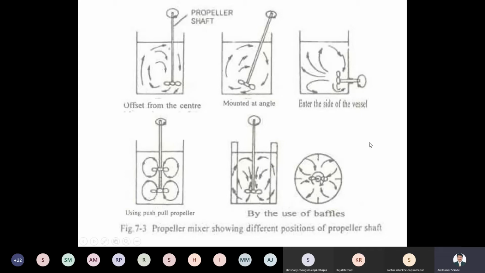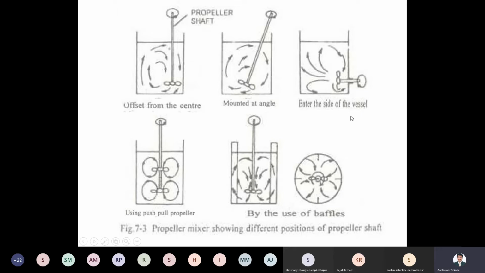Then if you have it mounted at an angle, you can just keep the shaft at an angle, so the flow pattern is such that the material again goes in the upward side, and again goes downward. It's the same, a circular type of motion is possible, right?